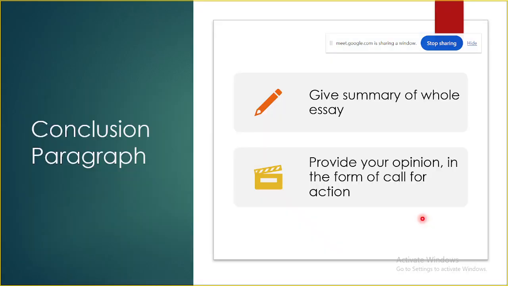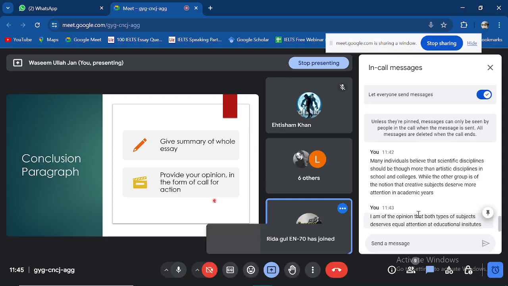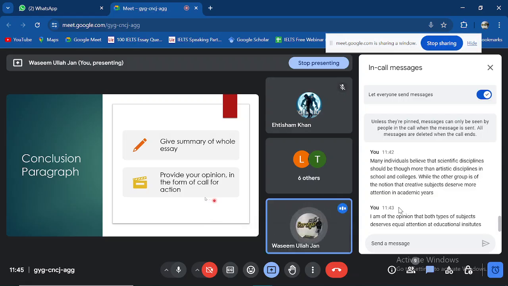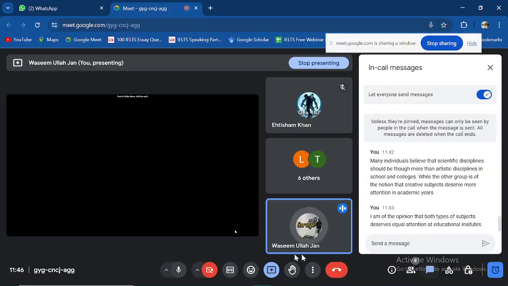Last paragraph is conclusion, जिसमें आपने summary देनी है पूरे paragraph की, और यहाँ पे आपने अपना opinion दोबारा देना है, but your opinion in conclusion should be in the form of a call to action. I suggest that this should be taken. I suggest that the parents should be more vigilant about the internet surfing of teenagers. ठीक है? I am of the notion that science subject, both types of discipline should be given equal credit hours from the school disciplinary committee, school academic committees. So that's the end of my slides.